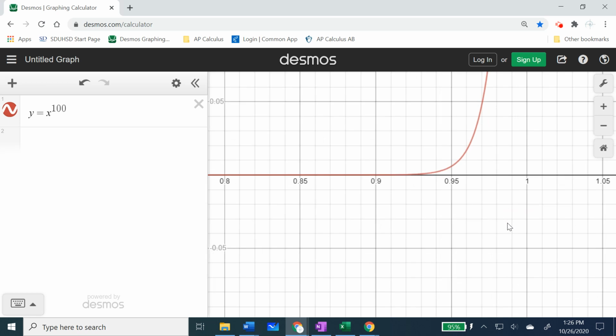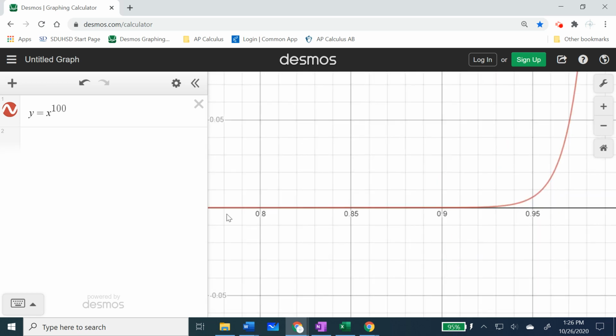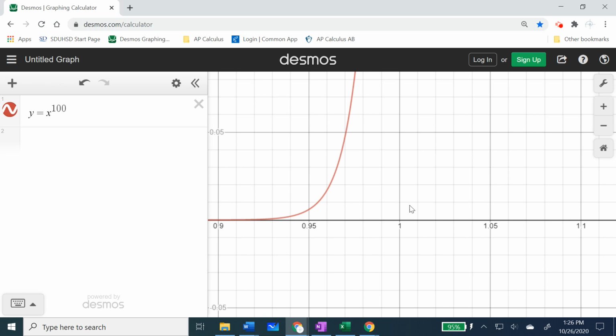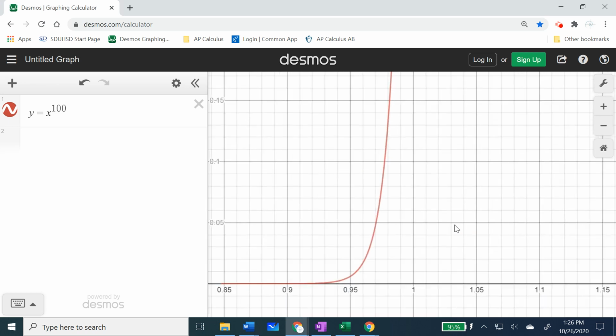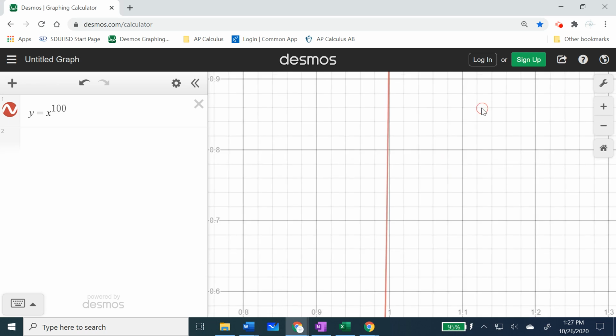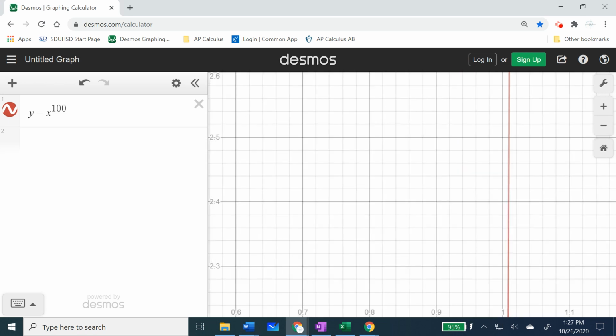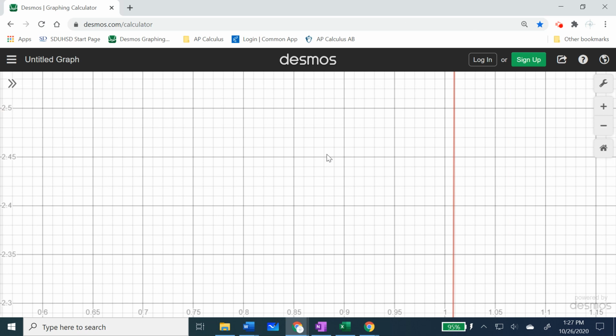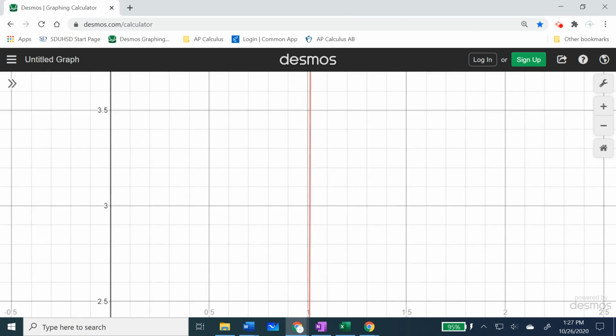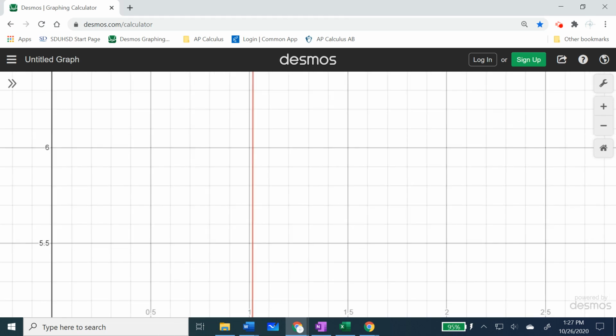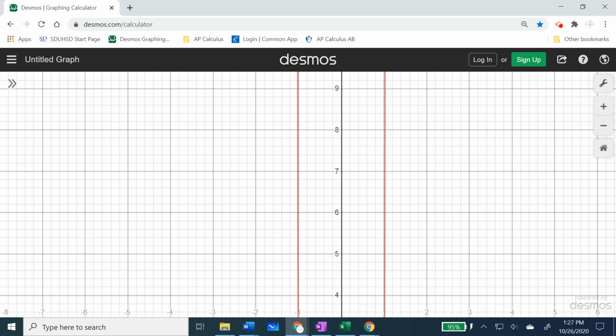If you are dealing with numbers that are between, let's just say 0 to 0.9, if you think about putting that to the 100th power, that's a very, very small number. But as soon as you get numbers larger than 1 and you put it to the power of 100, I've got to go way out here to see it. This is really steep, really, really steep.